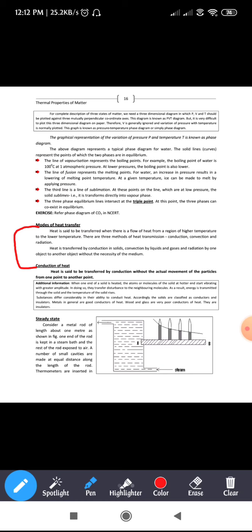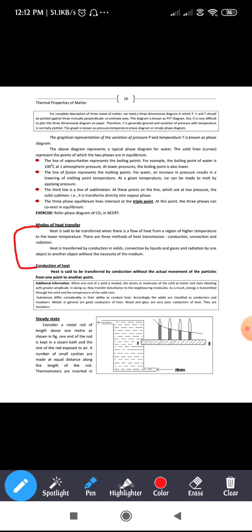Heat is transferred by conduction in solids, convection in liquids and by radiation from one object to another without the necessity of a medium. So here, as we know, there are three modes of heat transfer. One is conduction, which usually occurs in solids, the next is convection, which occurs in liquids, and the last is radiation, in terms of gases. Heat always flows from a higher body temperature to a lower body temperature, right?